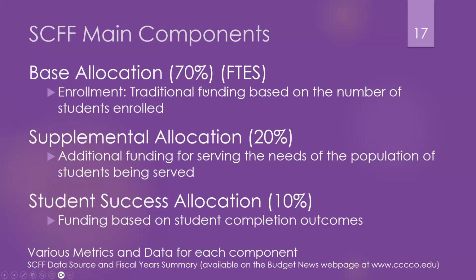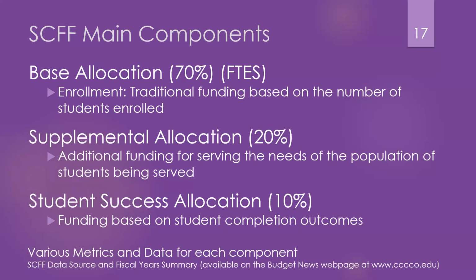So the base allocation is what we used to refer to as FTES. It's traditional. It's what's based on the number of students enrolled. The calculation on the formula is a little more complex, but it's essentially FTES based. It's the full-time equivalent students that we serve in a year.